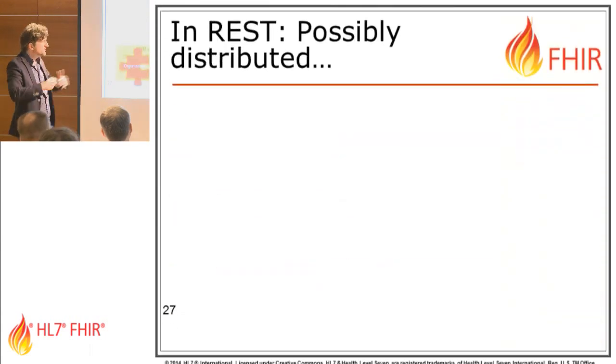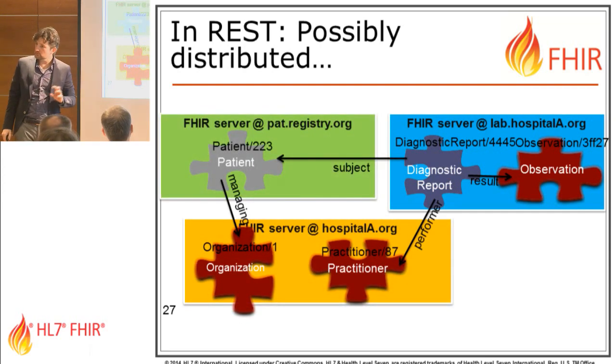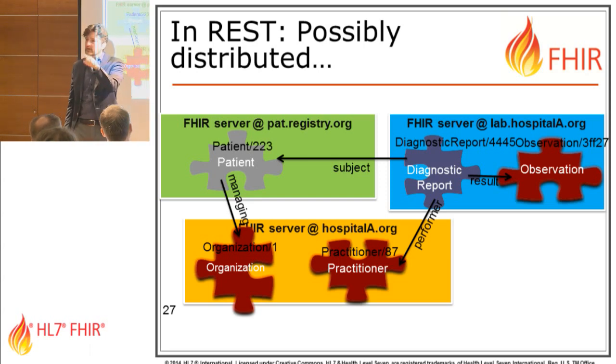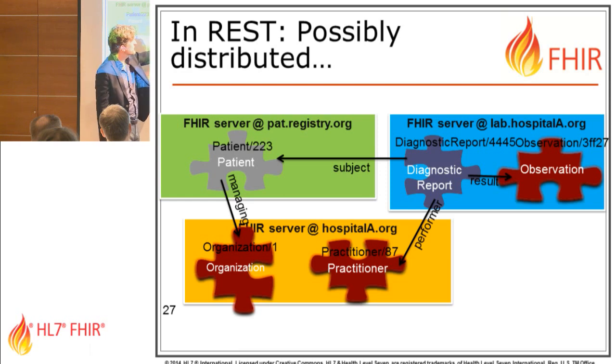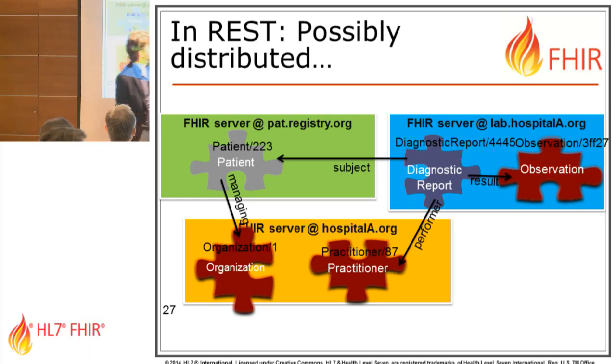But the fact that these things refer to each other also means that your data could be distributed across multiple servers. Architecturally, this is certainly possible. You could have, for example, a lab system here on the right-hand side with a diagnostic report. A diagnostic report in FHIR itself is also just a packaging mechanism saying, hi, this diagnostic report was done on that date by that and that performer, and it contains 0 to star observations that are the actual result of a diagnostic report, but it refers to them.